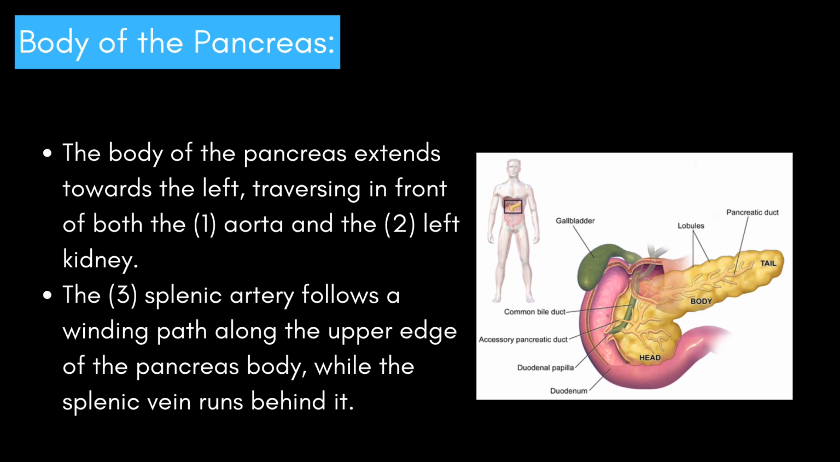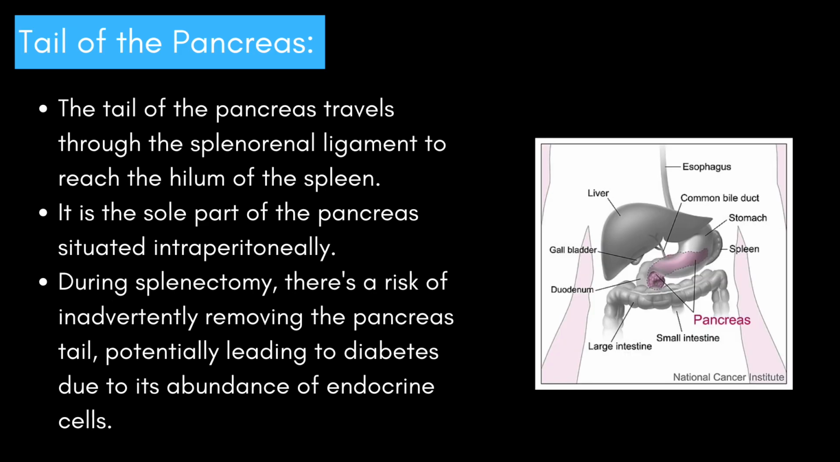Today, I'd like to open up the presentation by covering the body of the pancreas. The body of the pancreas extends towards the left, traversing in front of both the aorta and the left kidney. The splenic artery follows a winding path along the upper edge of the pancreas body, while the splenic vein runs behind it.